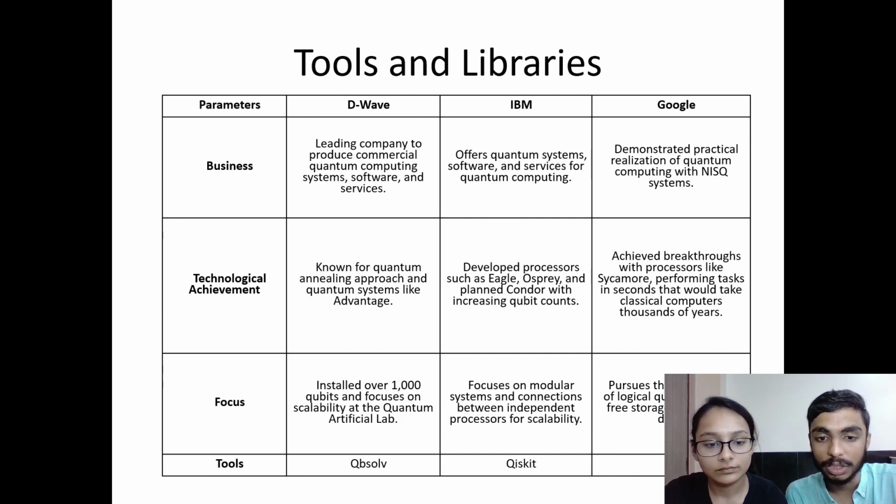D-Wave focuses on installing over 1000 qubits and scalability at the Quantum Artificial Intelligence Lab, whereas IBM focuses on modular systems and connections between independent processors for scalability. While on the other hand, Google pursues the development of logical qubits for error-free storage of quantum data. The next parameter was tools. D-Wave offers the QB-Solve library, while IBM offers the Qiskit library and Google offers the Cirq library.